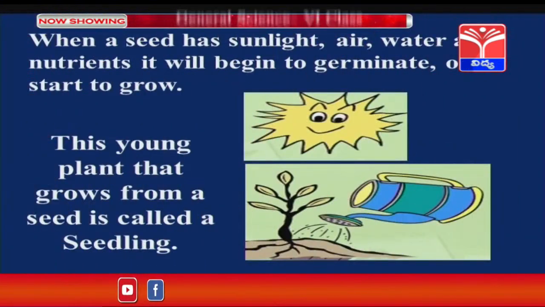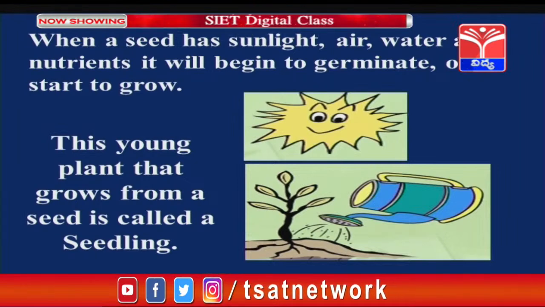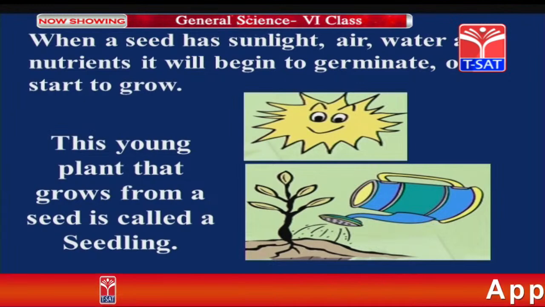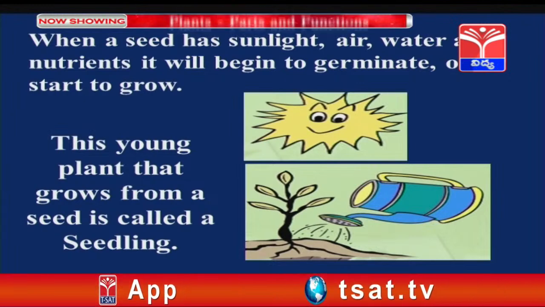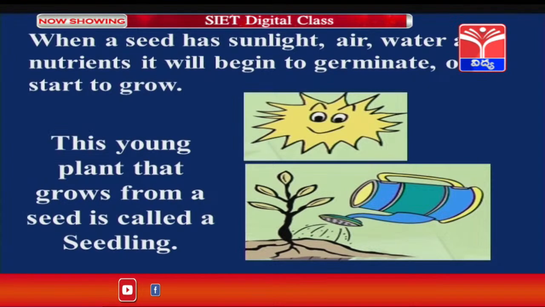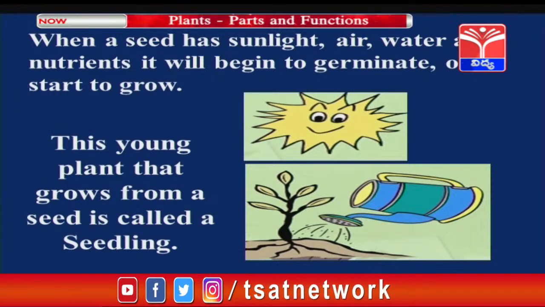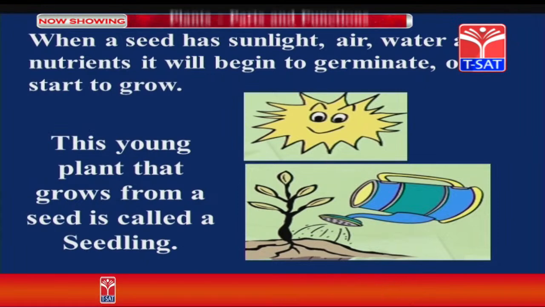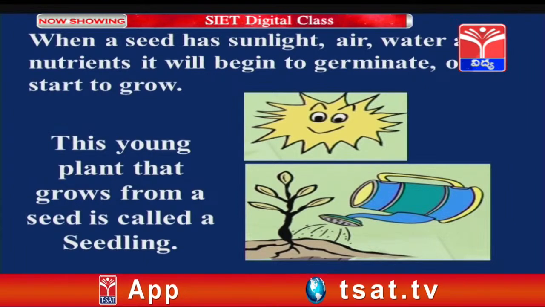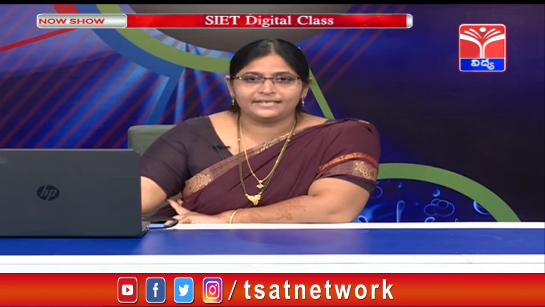See here children, when a seed has sunlight, air, in the sense that from the air they take carbon dioxide gas, water and nutrients, it will begin to germinate, or start slowly growing. The young plant that is growing from a seed is called a seedling. What is it called? Seedling. Slowly this seedling will develop into a big plant after some time. Have you understood children? What does the seed require to grow? It requires sunlight, air, water and minerals. Is it clear children? Yes.